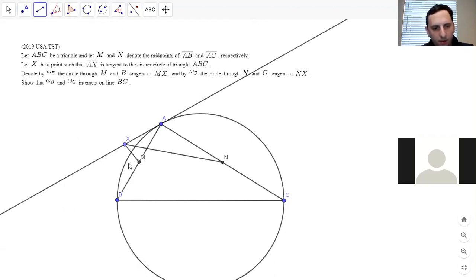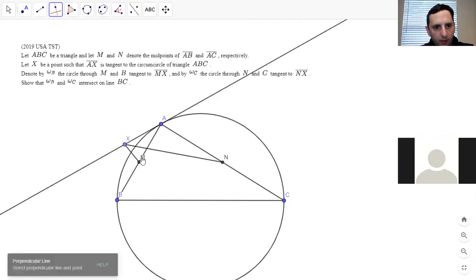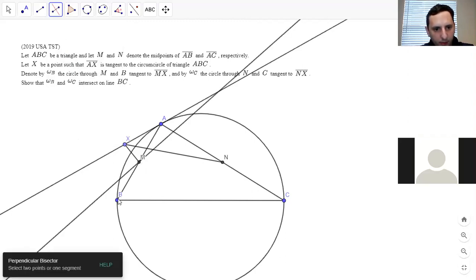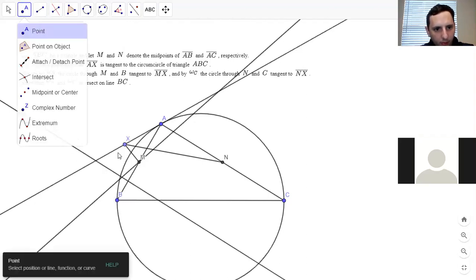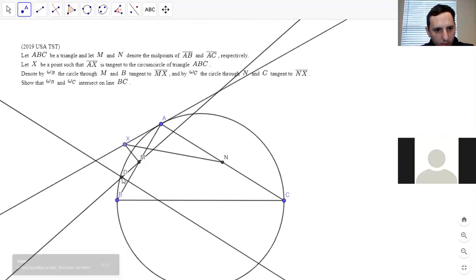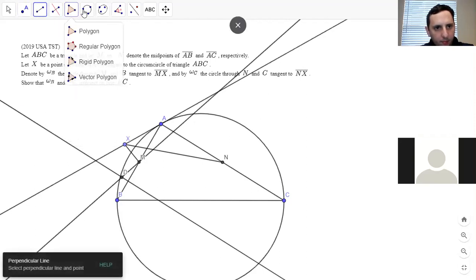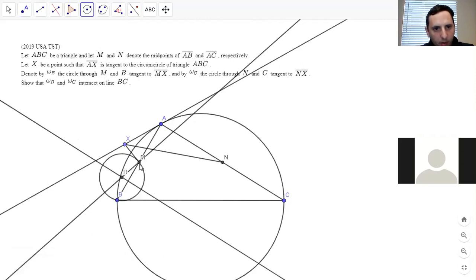So let's see how this works. I'm going to want to draw the perpendicular to MX through M and see where it meets the perpendicular bisector here. And that will be the center of the circle. I'm going to clean this up a little bit later. And then I'm going to do the same with N.